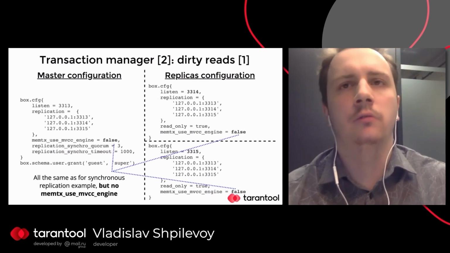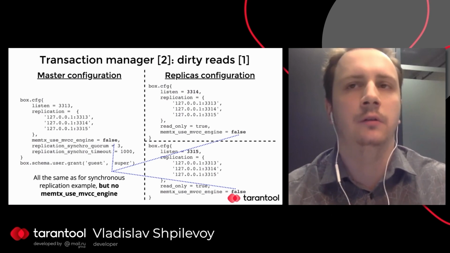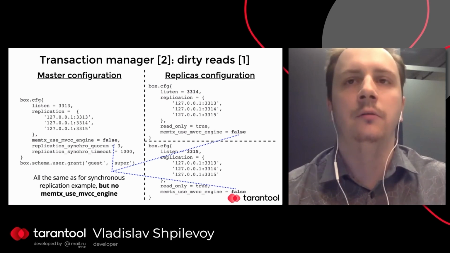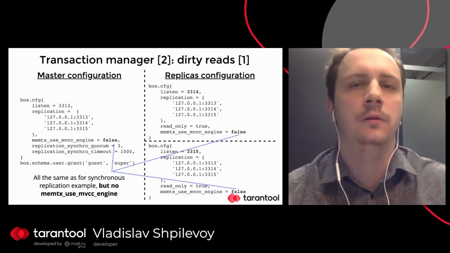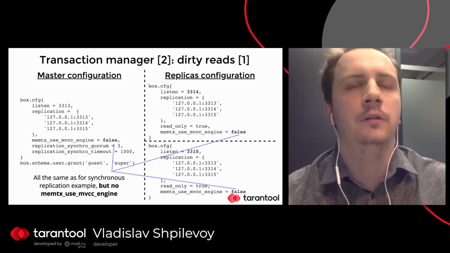The critical point was the synchronous replication. Here is how dirty reads look when the transaction manager is turned off, so it's the old behavior by default. In the example, I use the same configuration as for the first synchronous replication example, but with the only difference that I set the manager off.